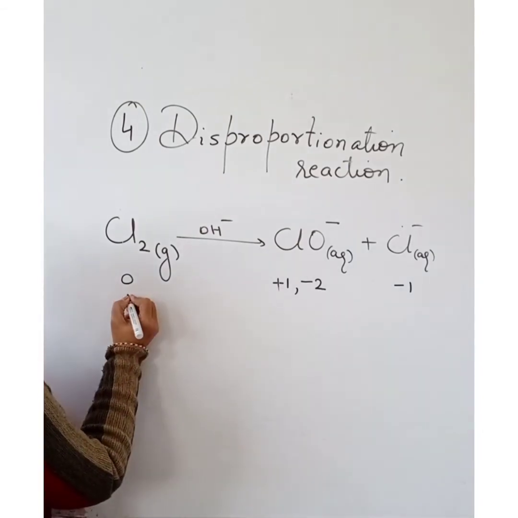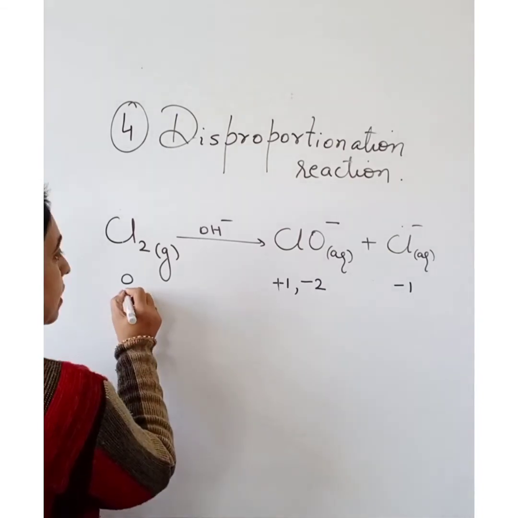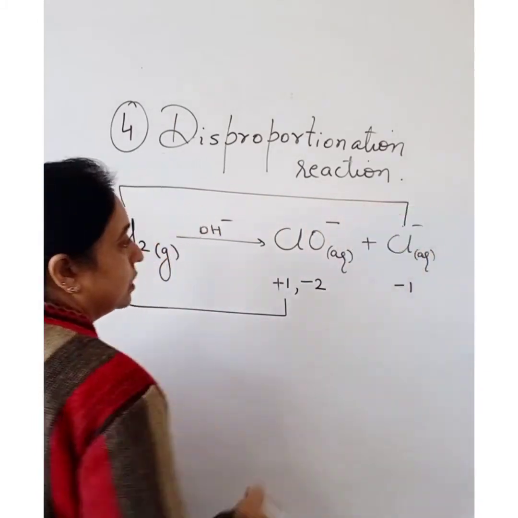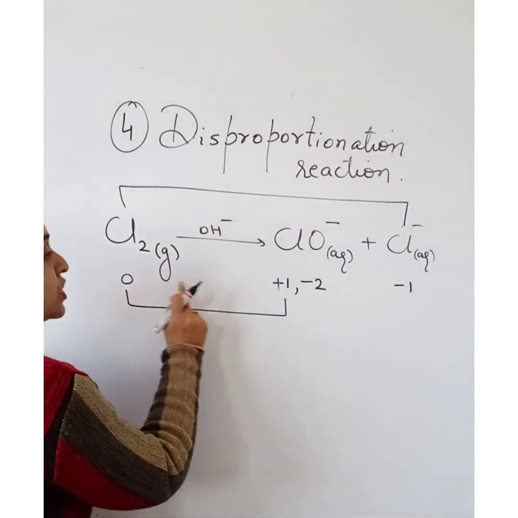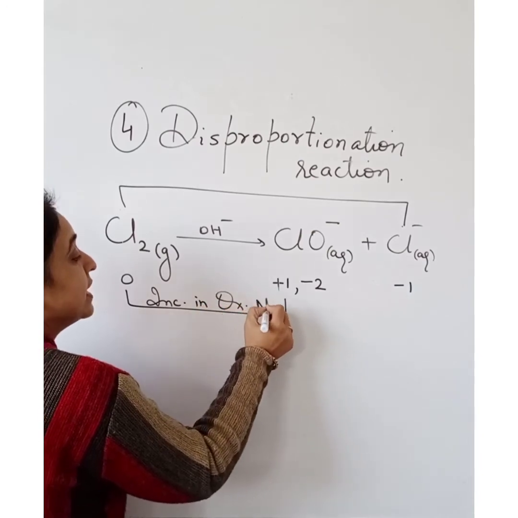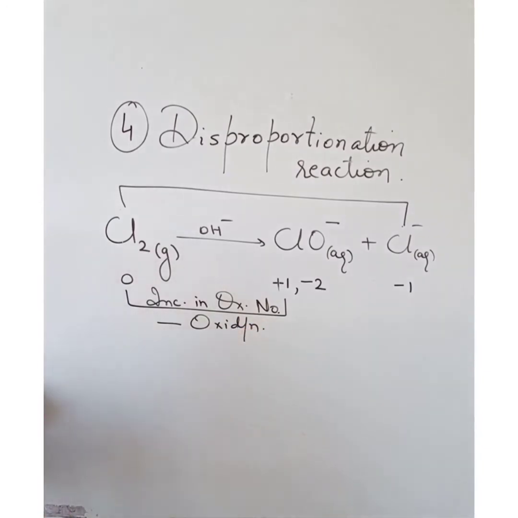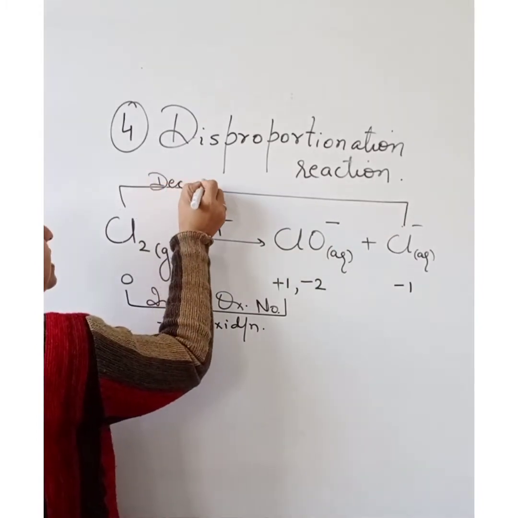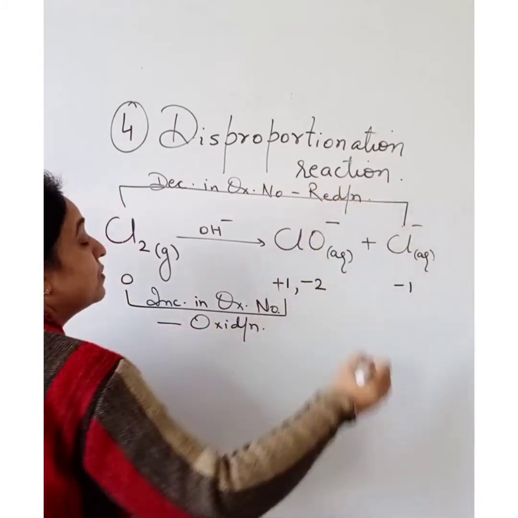Now connect the elements on both the sides which are undergoing change in oxidation number. I am connecting this to one chlorine and this to the other chlorine. Now try to find out the change in oxidation number. 0 is changing into +1. That means here there is an increase in oxidation number, and this process is called the oxidation process. Here 0 is changing into -1. That means there is a decrease in oxidation number, and this process is known as the process of reduction.